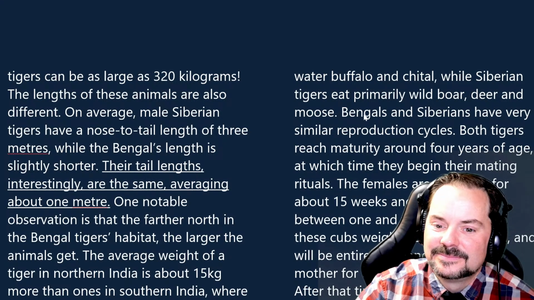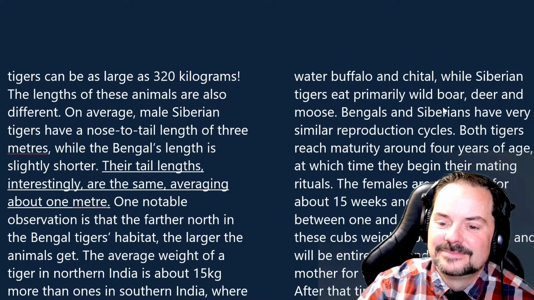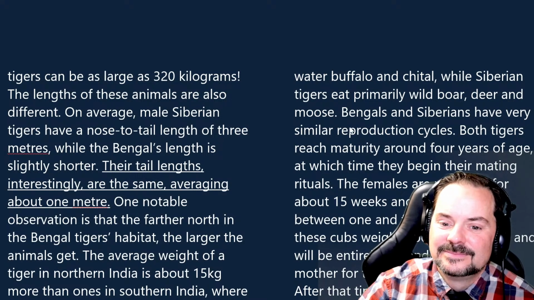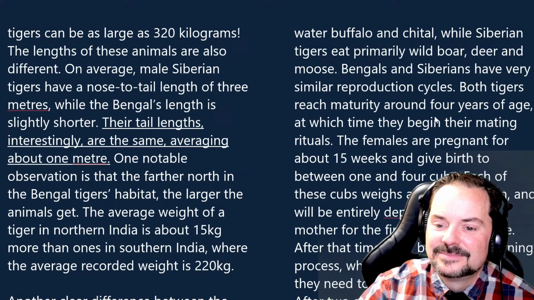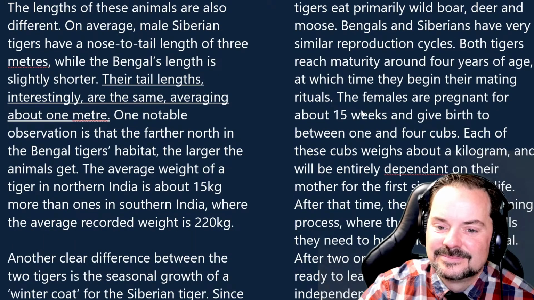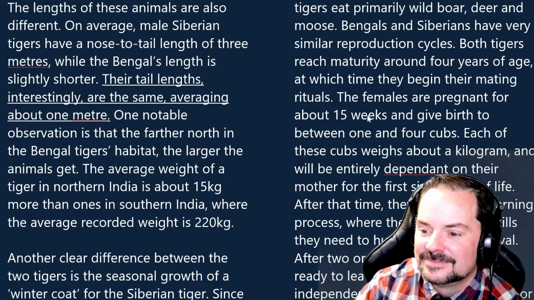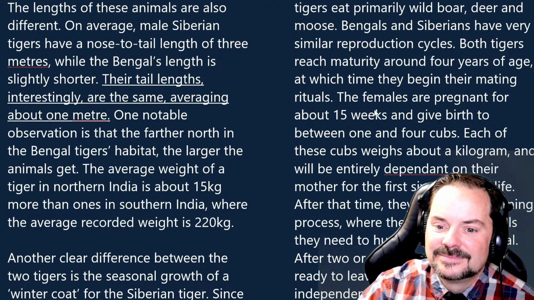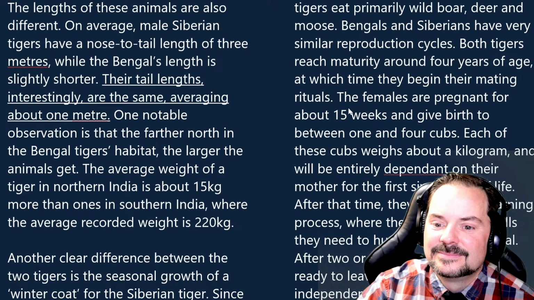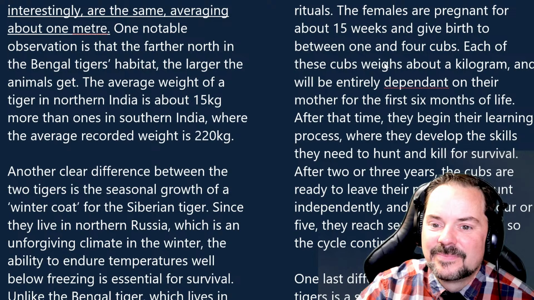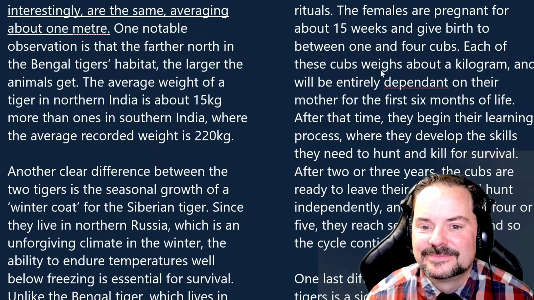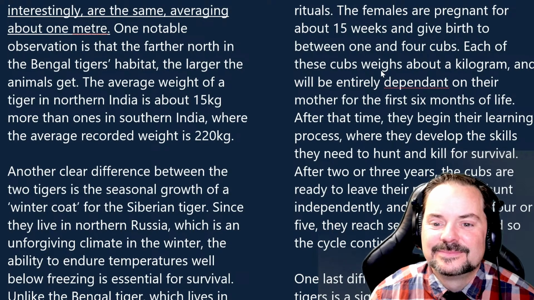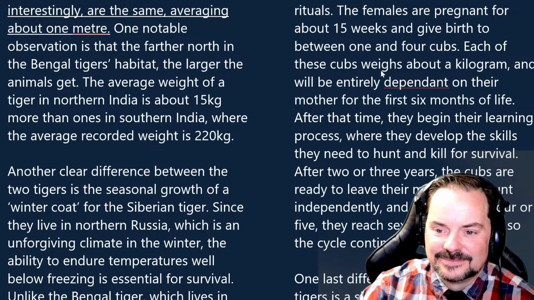While Siberian tigers eat primarily wild boar, deer, and moose. Bengals and Siberians have very similar reproduction cycles. Both tigers reach maturity around 4 years of age, at which time they begin the mating rituals. The females are pregnant for about 15 weeks and give birth to between 1 and 4 cubs.